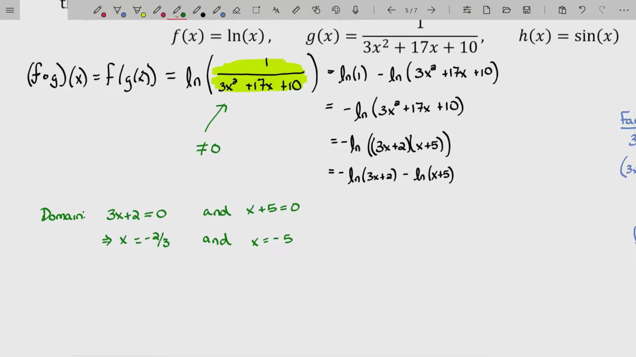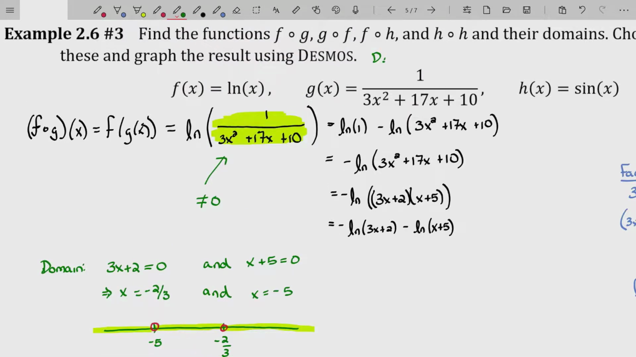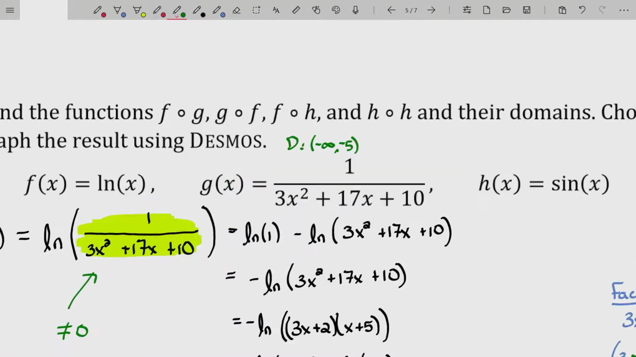By the way, if you were to write that on a number line, you would find out that your domain is all real numbers up to -5, not including it. Then from -5 to -2/3, and then finally -2/3 to infinity. So that's what I'm going to write down for my domain here. It is all real numbers up to -5. Skip over -5 and continue on until you get to -2/3. Skip over -2/3 and continue on until you get to infinity. That would be the domain of g.